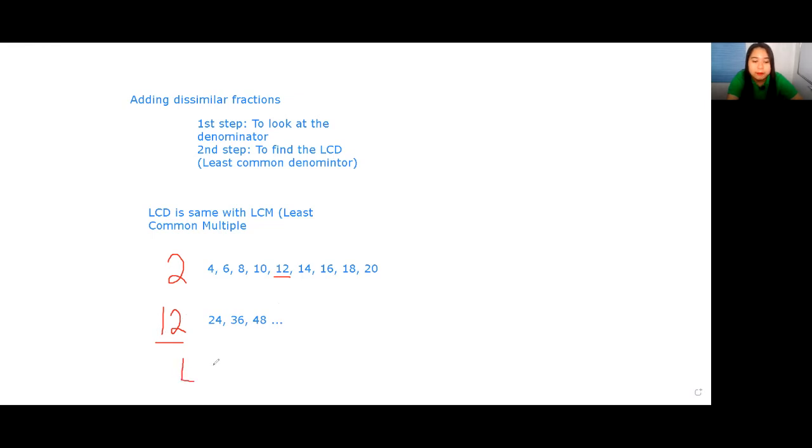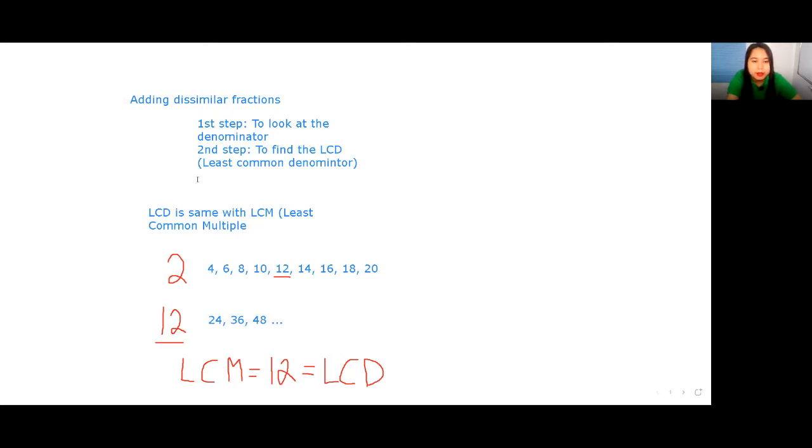So, our LCM is 12. So, if this is in fraction form, the LCD is also 12. Again, LCD is the same as LCM. So, let's proceed to the third step of adding dissimilar fractions.